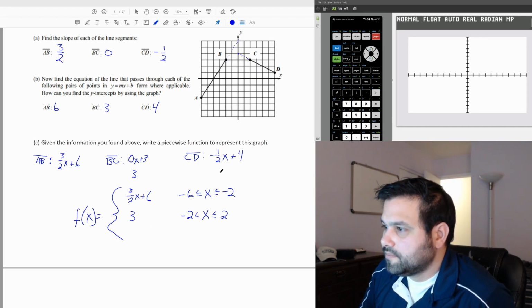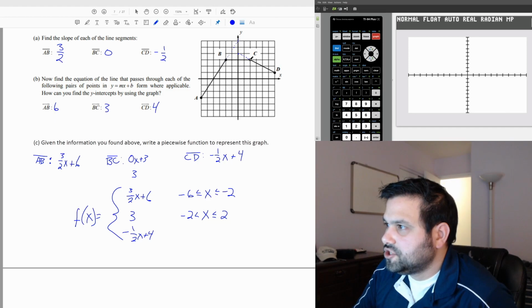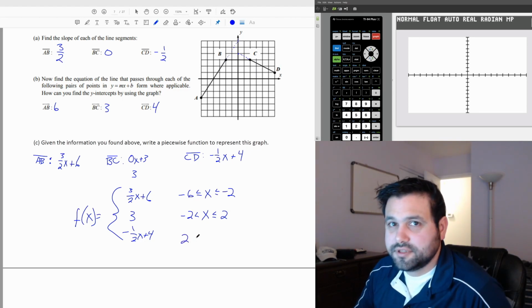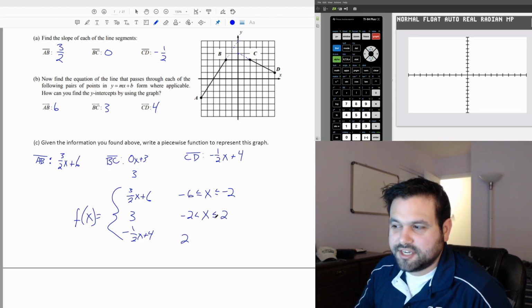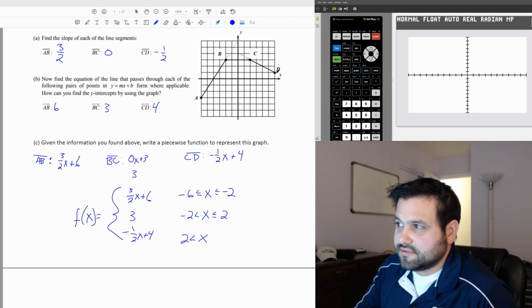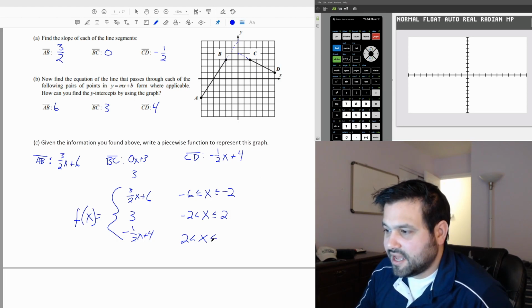So the next rule would be negative 1/2 x plus 4. And when am I using that? It's from 2 to 3, 4, 5, 6. So from 2 to 6. So from 2, can I include this 2? I just included it on the last piece, so I'm not going to be able to include it here. To 6, can I include that 6? Yes, because it's filled in. It's not an open circle. It's not an arrow to infinity, right? And I haven't included it before.